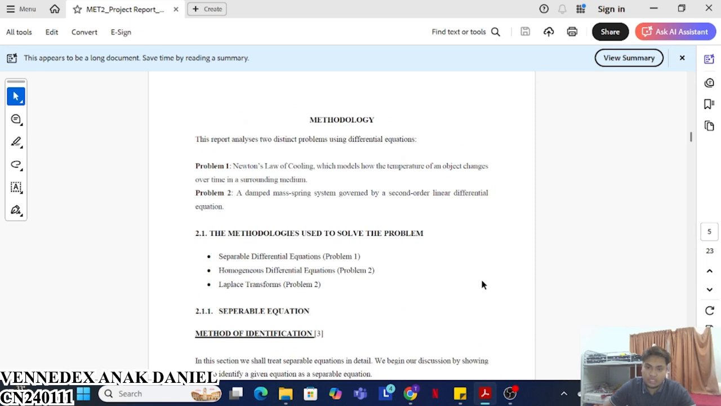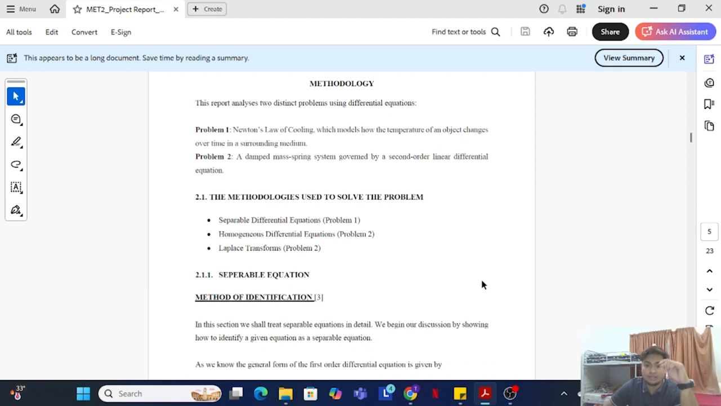In methodology, I will explain the methods that we use in problem 1 and problem number 2. For problem 1, it tells us about Newton's law of cooling, and problem number 2 tells us about a damped mass spring system.